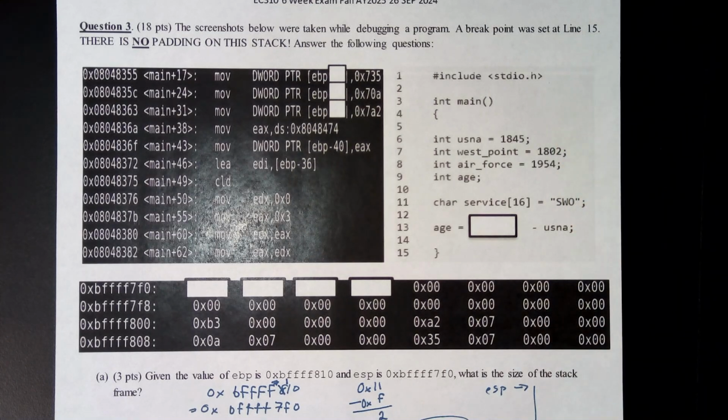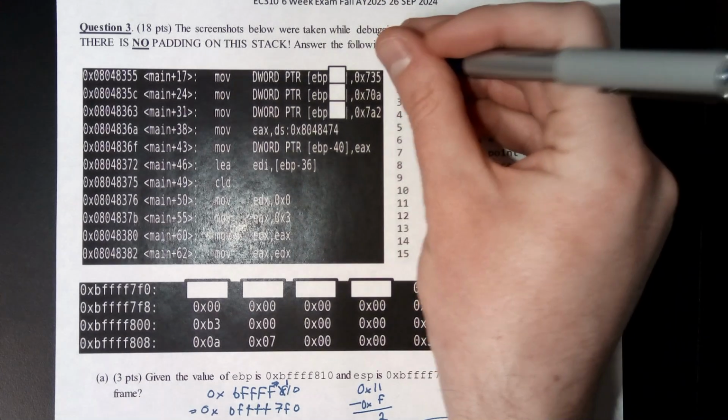Or let's do it quickly here. 0x735 in decimal is 1845.